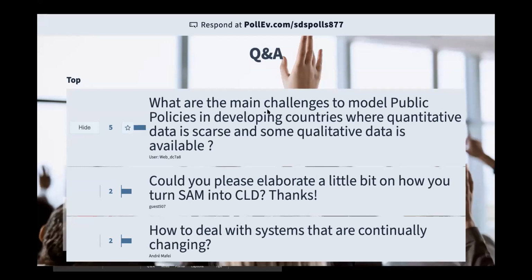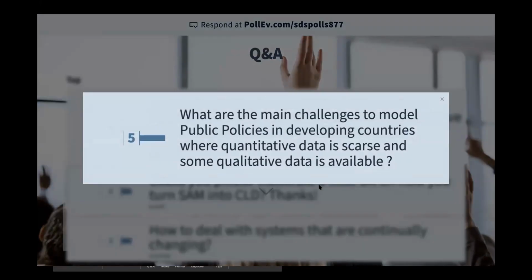The first one. What are the main challenges to model public policies in developing countries where quantitative data is scarce and some qualitative data is available? I think it's very similar to the question that Andreas answered, but if you maybe want to elaborate a little bit too, your thoughts.